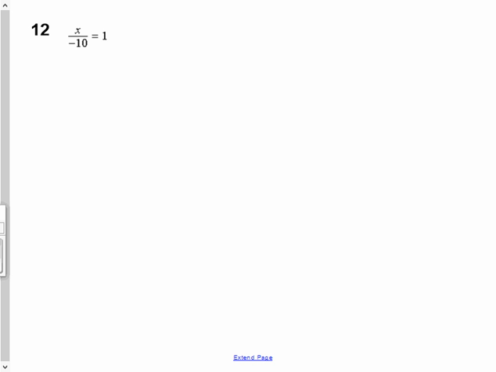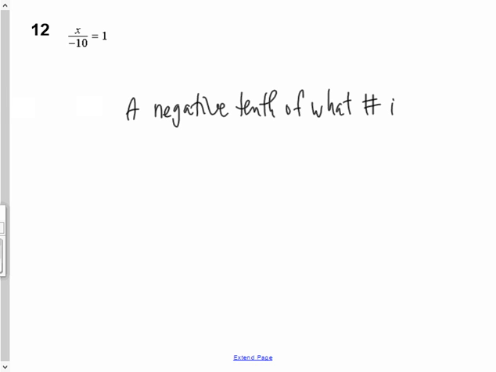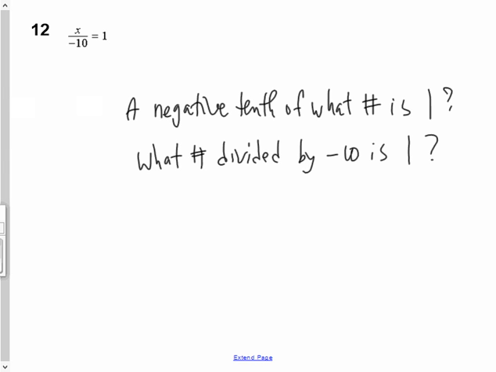Hank had the best answer here. He said a negative tenth of what number is 1? That was a pretty brilliant answer, but the one I wanted everyone to say is what number divided by negative 10 is positive 1? That's really the question I was looking for, but I liked his better. And the answer is negative 10, because negative 10 divided by negative 10, or any number divided by itself, is 1. So you got 1 point for a question and 1 point for the solution.